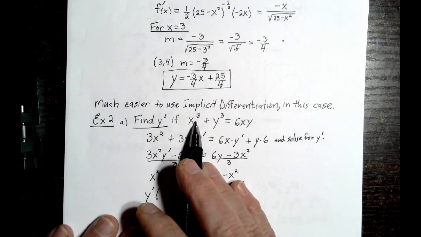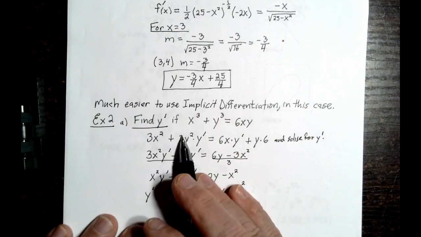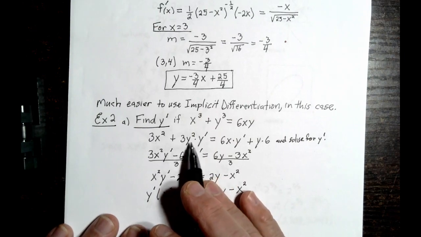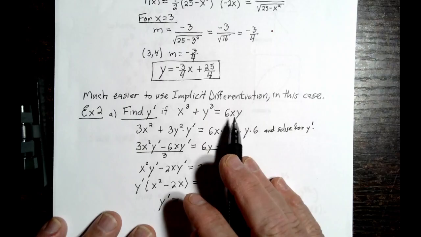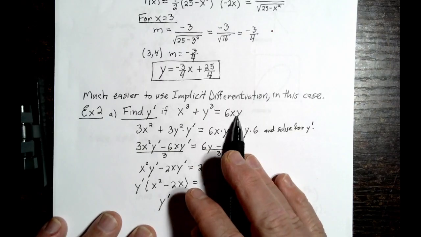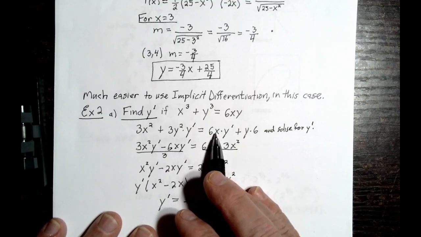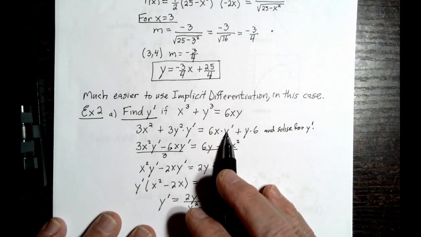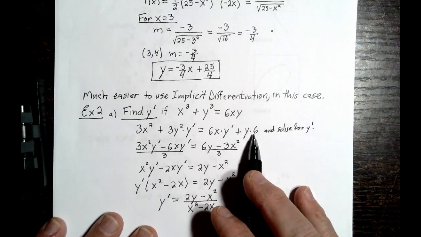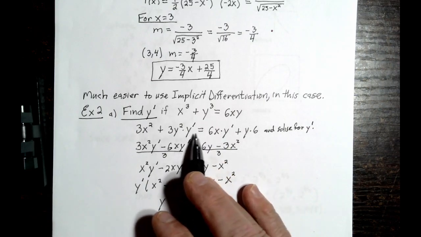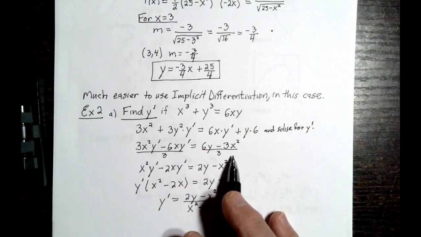This one, well, with implicit you get 3x squared, you get 3y squared, but then since you took the derivative of y, you tag on a y prime. When you take the derivative here, you got two functions, 6x and y, and so we're using the product rule. So the first, 6x, times the derivative of y, which is just y prime, plus y times the derivative of 6x, which is 6. And now you can isolate your y prime by bringing everything that has a y prime to the left, everything that doesn't to the right.